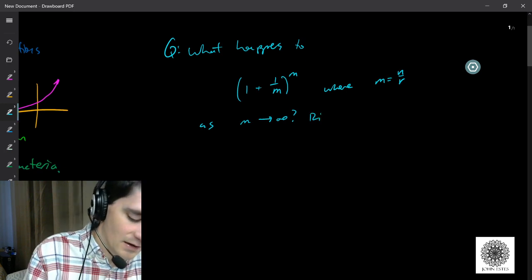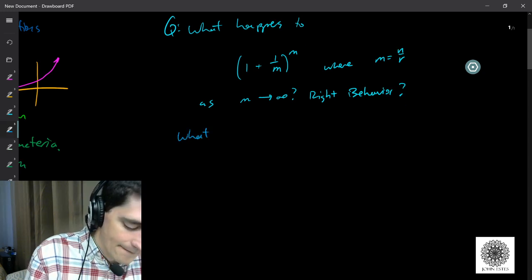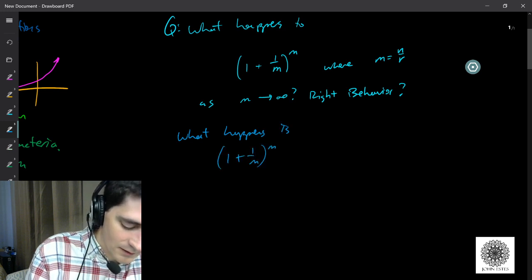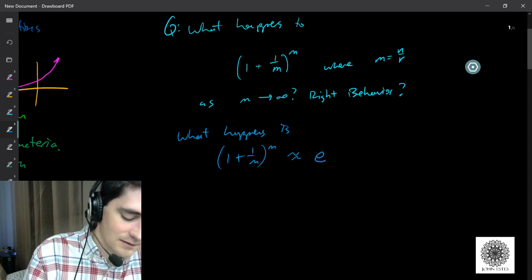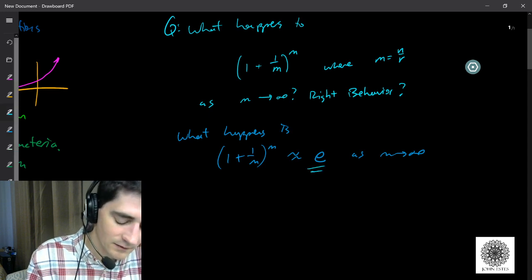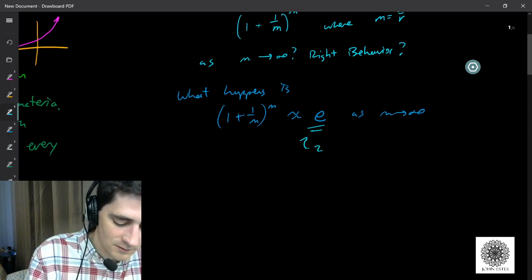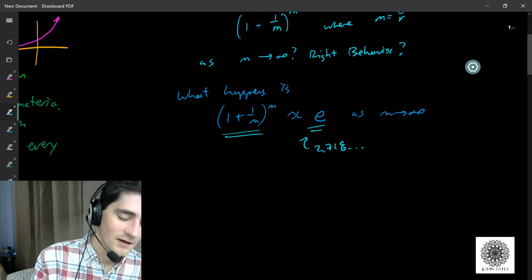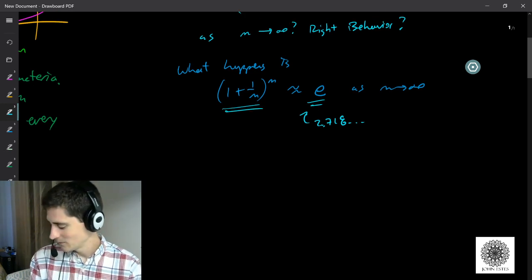We're looking at the right behavior. What's the right behavior of this graph? What happens is that 1 plus 1 over m raised to the m power approaches this number e as m goes to infinity. And this value e, you've seen it in a calculator, is about 2.718 dot dot dot. Okay, it's an irrational number. And where does this come from? It comes from this expression, which is directly related to compound interest.